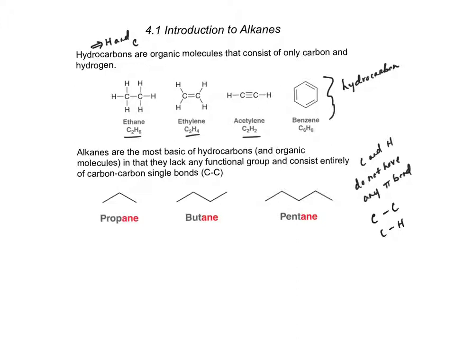Now, how do I know that I'm dealing with an alkane? It lies at the end of the word, right? So all alkanes have a suffix of A N E. Okay, so that is characteristic that you're talking about an alkane if it ends in A N E. Okay, so that is the basics of alkanes, right? So it's going to be hydrocarbons that do not have any type of pi bond. So only carbon-carbon single bonds, carbon-hydrogen single bonds.